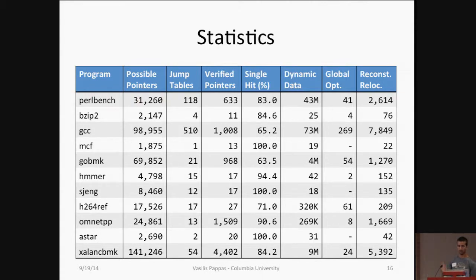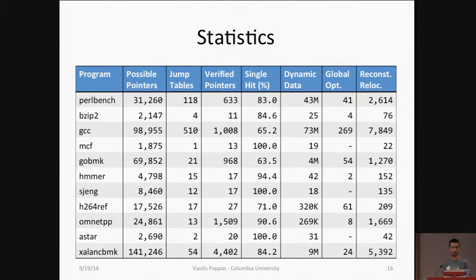And then we also have the percentage of times that these pointers were verified because they only have a single hit, followed by the number of times we got a trap for a copy of a pointer due to dynamic data. And then the next column shows the number of times that we were able to perform the global optimization I described before. And finally, of course, the number of relocations we were able to reconstruct at the end.